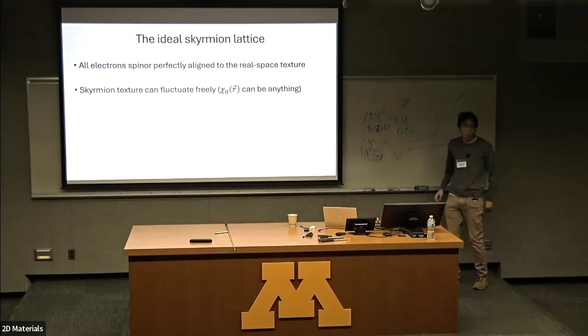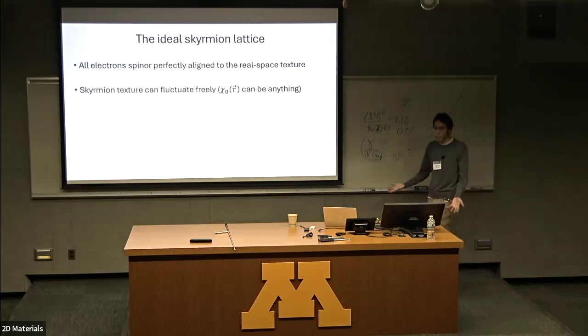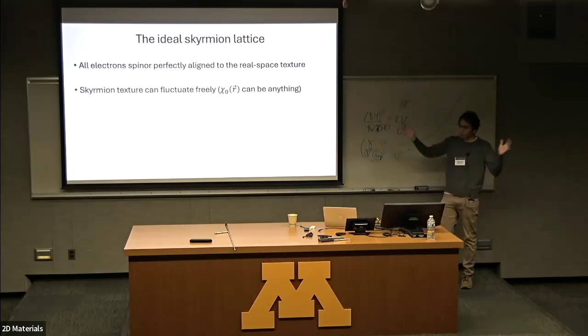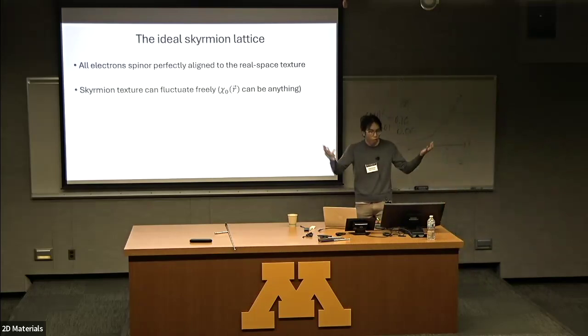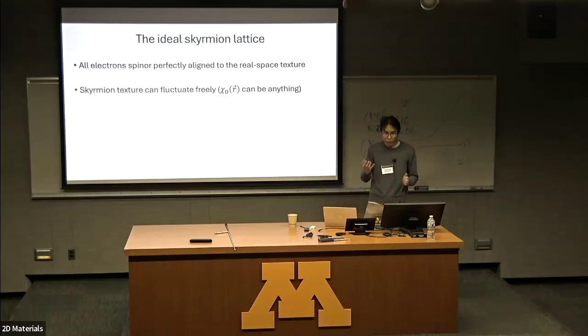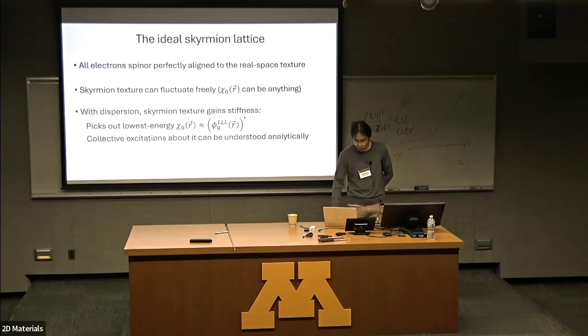And in this limit, we have no dispersion. One consequence of that is that the Skyrmion texture can really fluctuate completely freely. We can choose this chi zero, which just determines where the Skyrmions are, completely freely. So it fluctuates however it wants, and it costs zero energy. So really, there's an infinite manifold of degenerate ground states that are Slater determinants. And you can, of course, make sums of those, which are no longer Slater determinants.